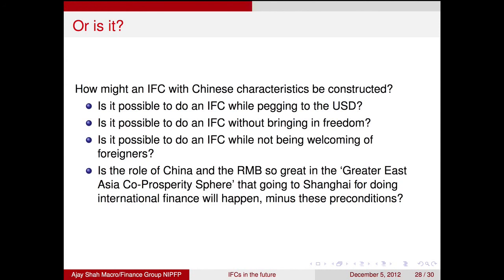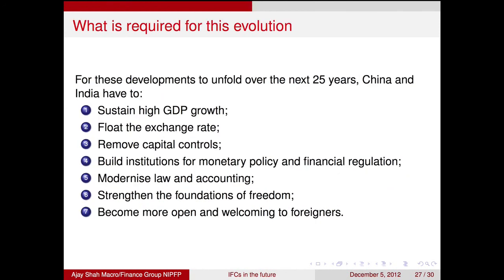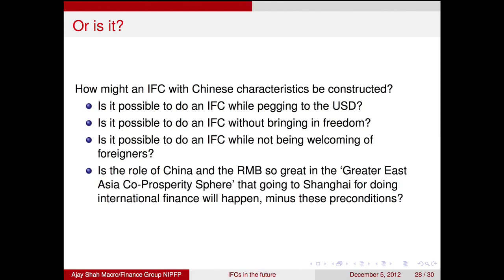As of today, when we look at the last 200 years of international financial centers, the answer is no. So, my view is that we have these seven challenges. I think Shanghai has to have freedom. I think Shanghai has to become open to foreigners. I think China has to float the exchange rate. This is my view of the world today. But who knows? Maybe the world will be different. Maybe it will become possible to construct an IFC with Chinese characteristics, and China and the RMB will be able to emerge even though some of these preconditions are not achieved.